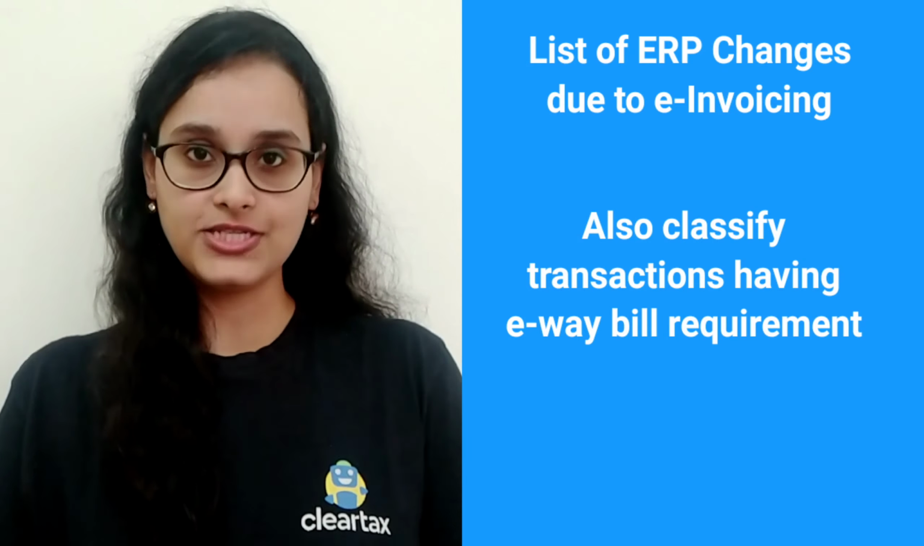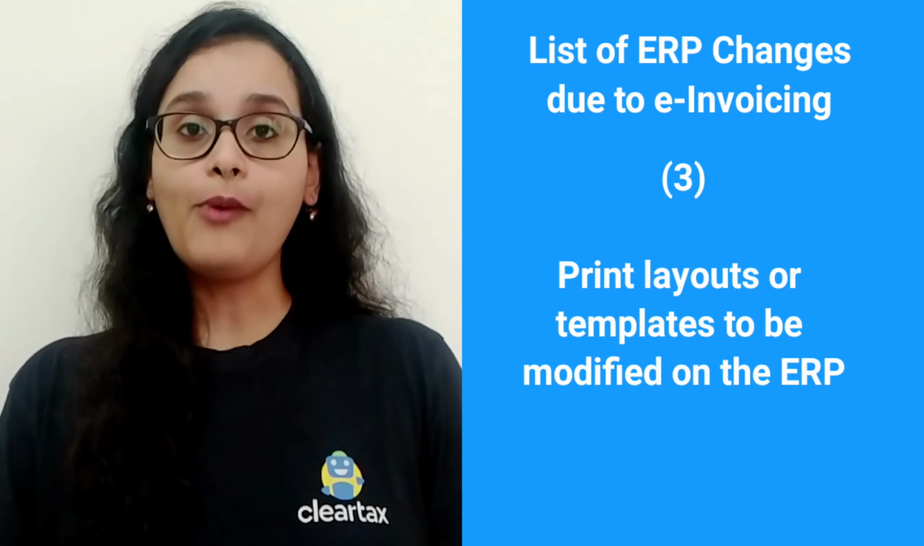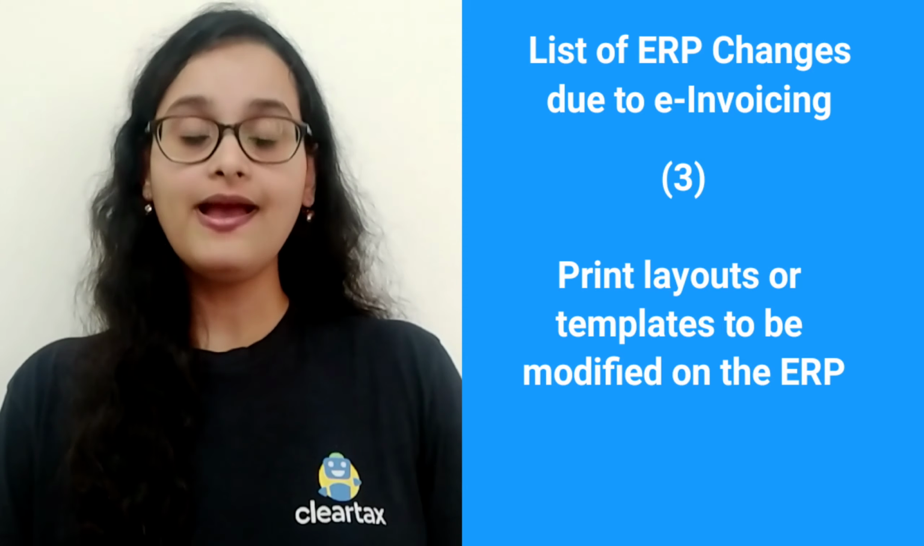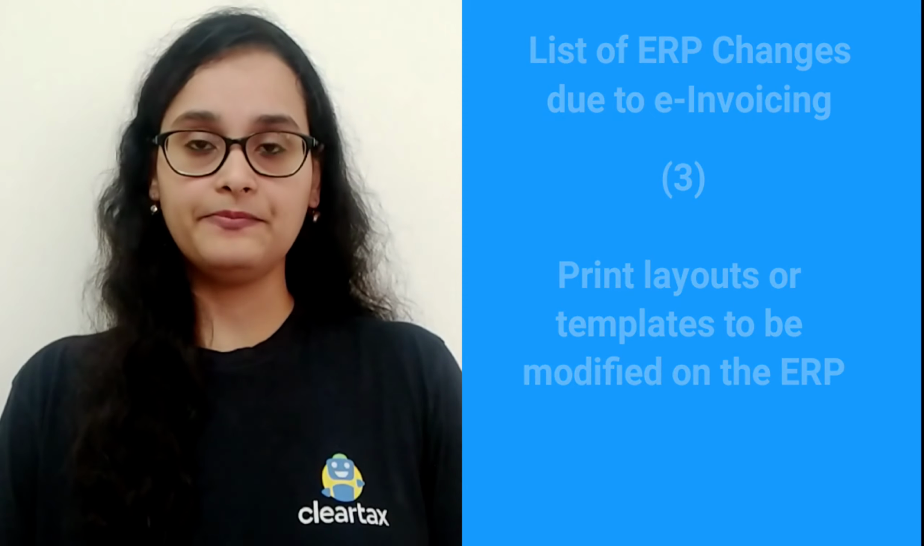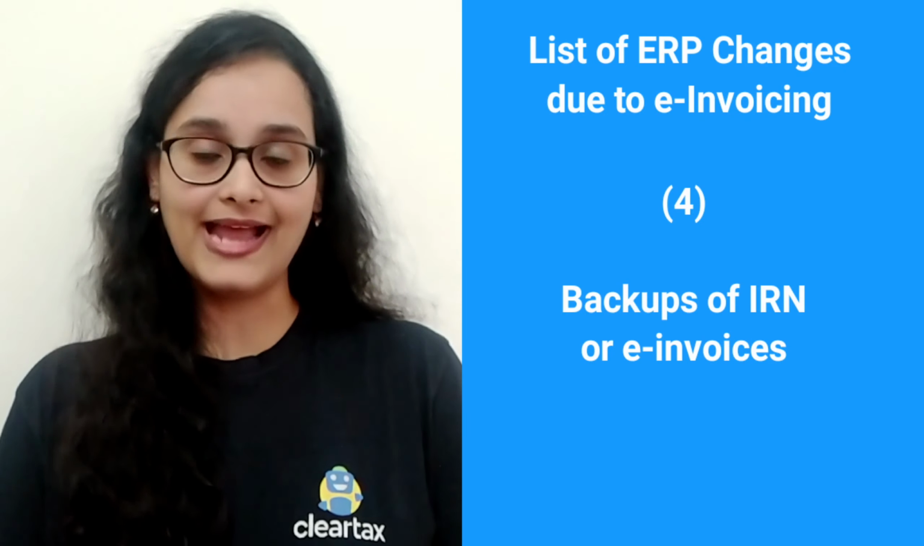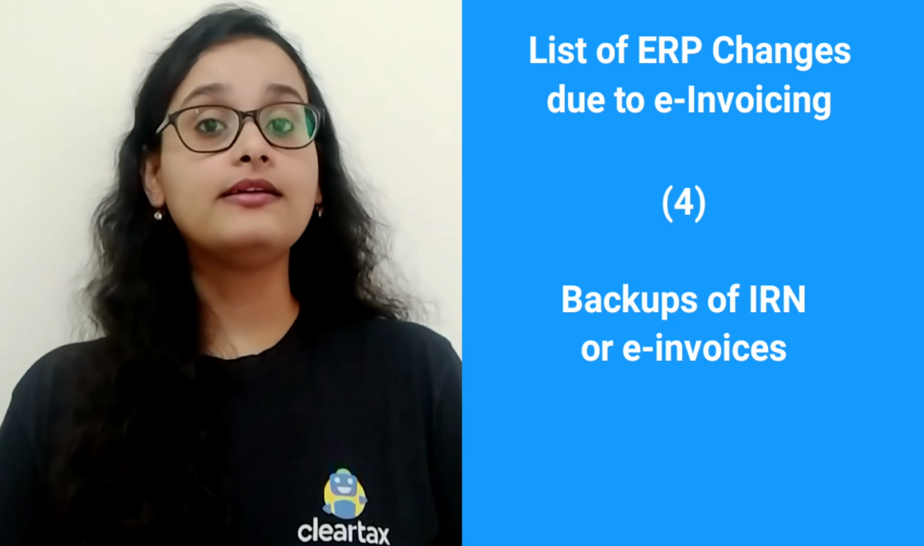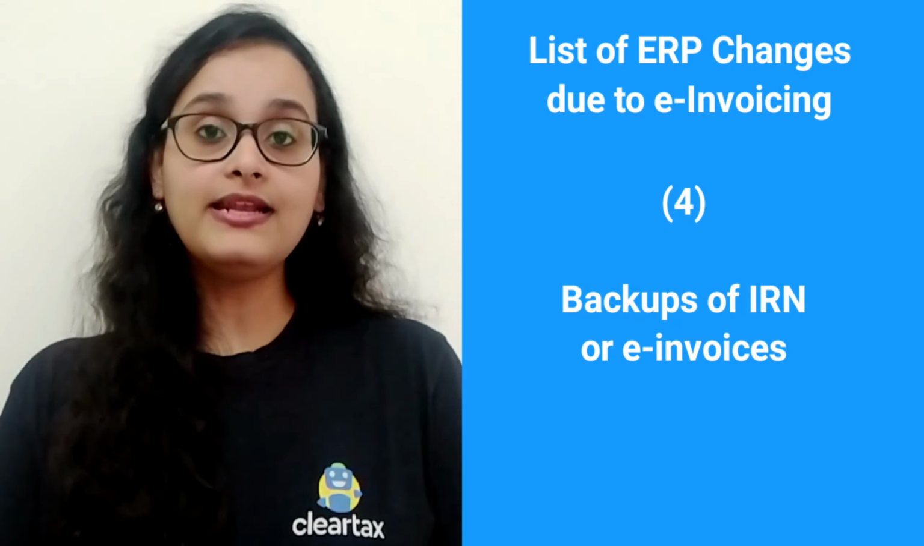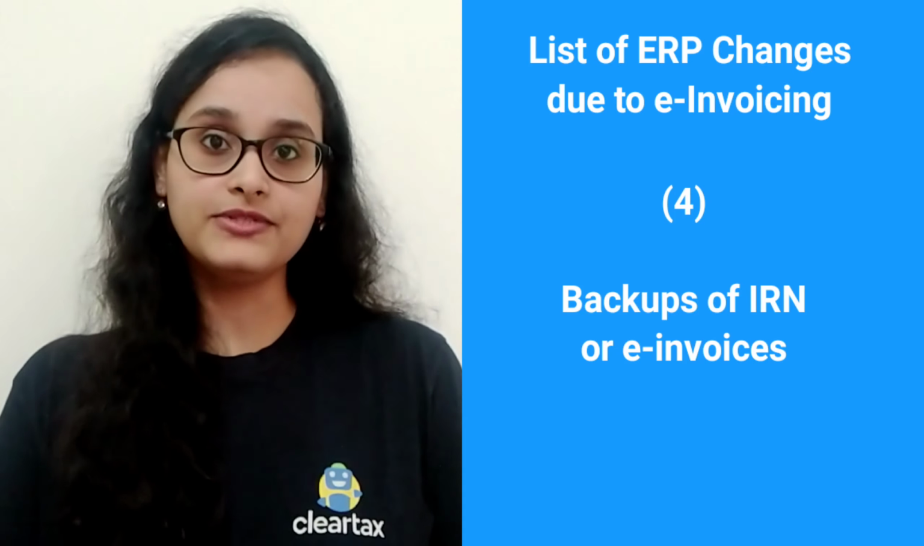Thirdly, there must be a designated space on your invoice to provide for the IRN and QR code as it's generated by the IRP. For this, you will have to modify the existing print layouts or templates on your ERP system. Fourth on the list is a very important must-have feature on the ERP system, that is the storage of IRN and e-invoices. Note that the IRP will not store IRN and e-invoice information beyond 24 hours.